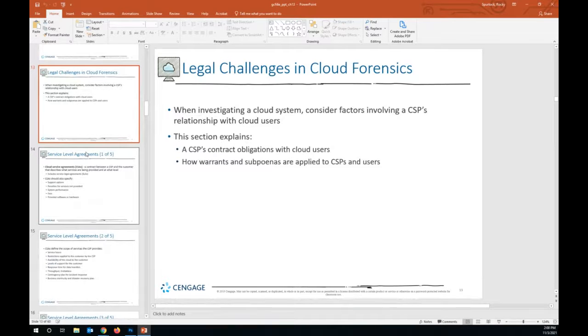Because cloud computing is rapidly changing, though, laws haven't kept up with the implications of storing files and data in locations that aren't physically within reach. So you do have some factors to consider involving a cloud service provider's relationship with the cloud user. One of these we'll look at is the CSP's contract obligations with the cloud users, and also how warrants and subpoenas are applied to CSPs and their users.